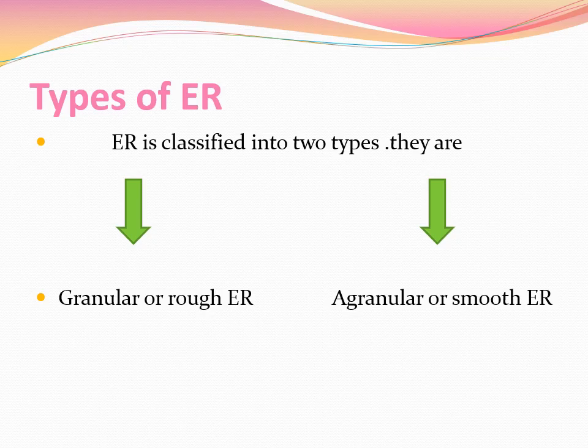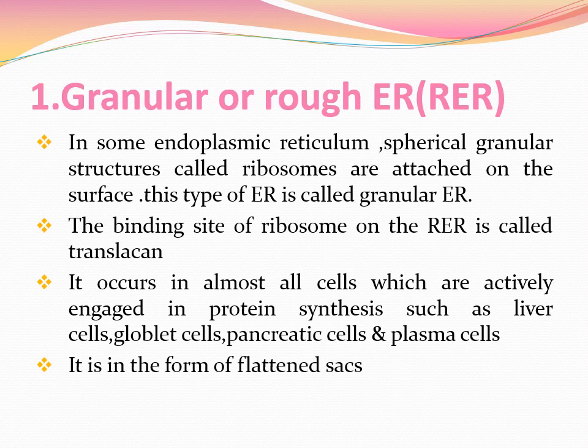So next we move on to types of endoplasmic reticulum. Endoplasmic reticulum is classified into two types. One is granular and another is agranular. Granular is otherwise called rough endoplasmic reticulum. Agranular is otherwise called smooth endoplasmic reticulum. So first we are going to see about granular or rough endoplasmic reticulum.